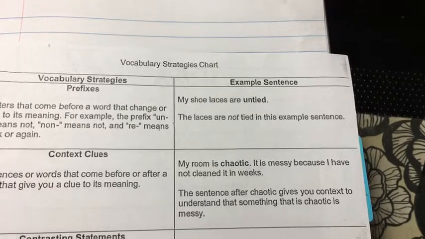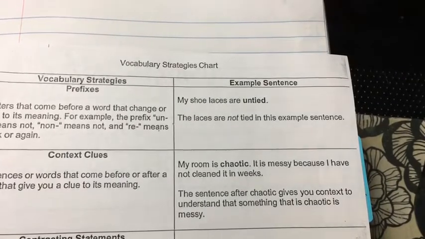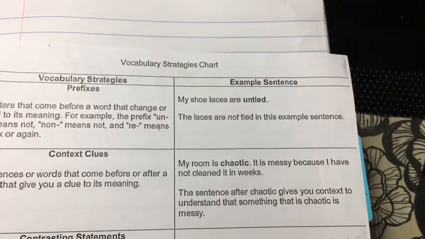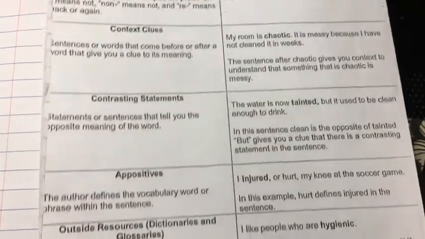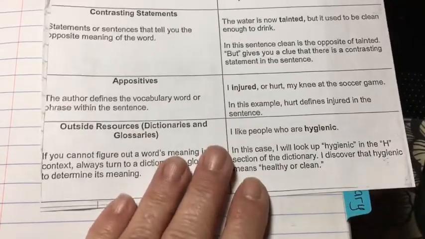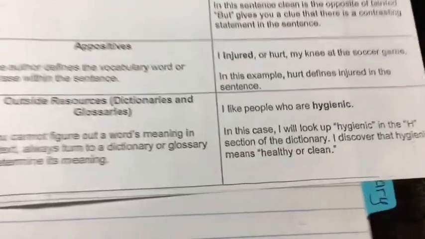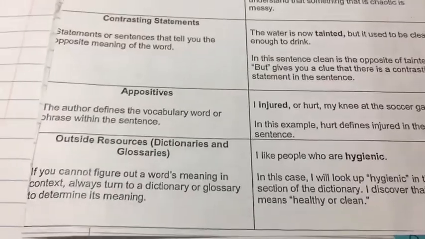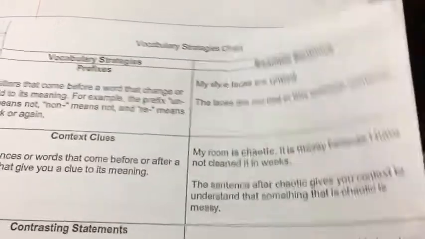If you'll look up on the board, our goals for this week are to recognize in context what strategies the author is using to help us to define words in context. So the first thing I want you to do is take this piece of paper and turn to page 52. And we are going to put this little chart into our vocabulary notebook.